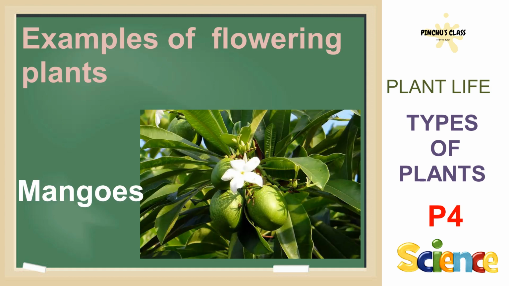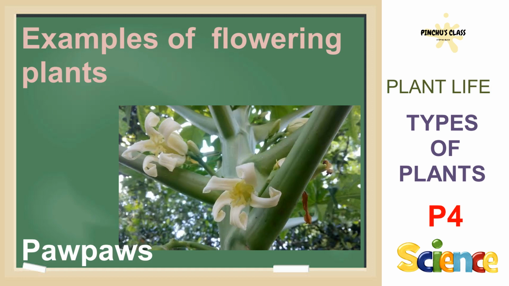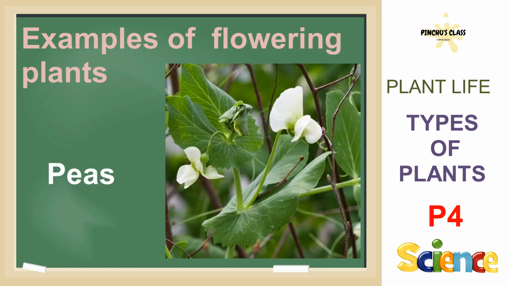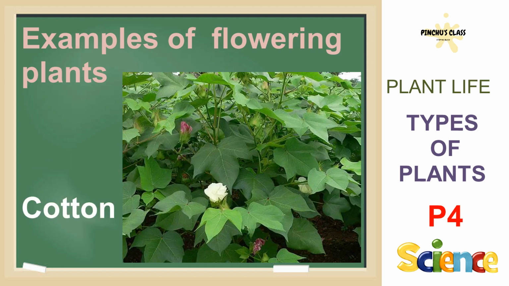The first one is a mango. Mangoes have flowers. Someone is surprised. No, mangoes have flowers. Then you have maize. Yeah, before you just enjoy eating. Then you have pawpaws. Even the pawpaws have flowers. Peas, the peas, that legume which you like so much, it has flowers. Coffee. Hey, look at this one. Coffee has flowers. Cotton has flowers, my dears.